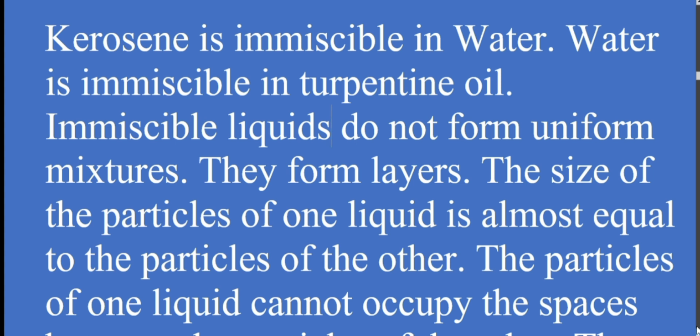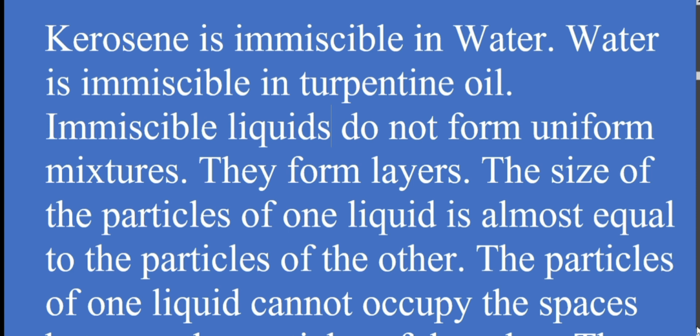So the size of the particles of one liquid is almost equal to the size of the other. Now remember, in the miscible case, we say that one of the liquids has particles that are smaller compared to the other one. The spacing between the bigger particles of the other liquid is now covered by the smaller particles. The smaller particles go and occupy the spaces in between the larger particles to form a uniform mixture. Now, for the case of the immiscible ones, we'll find that these liquids have particles that are almost equal in size.